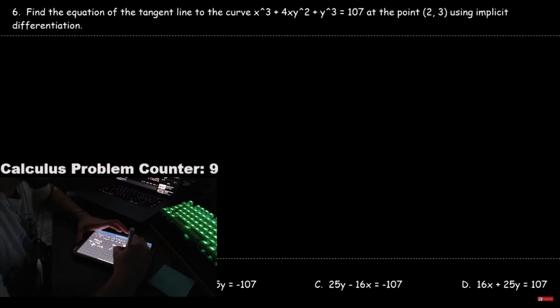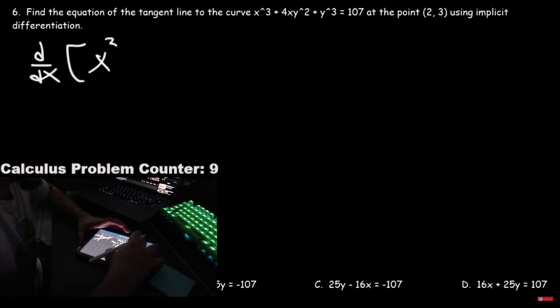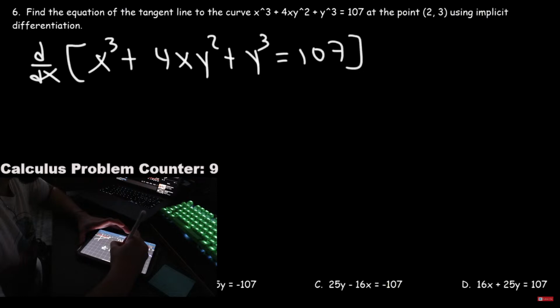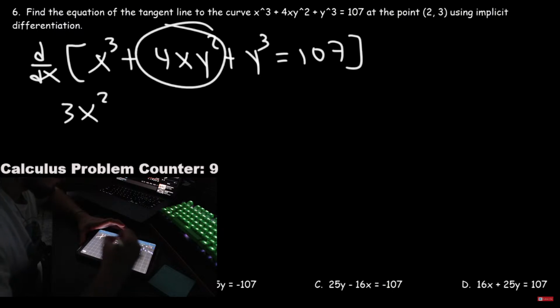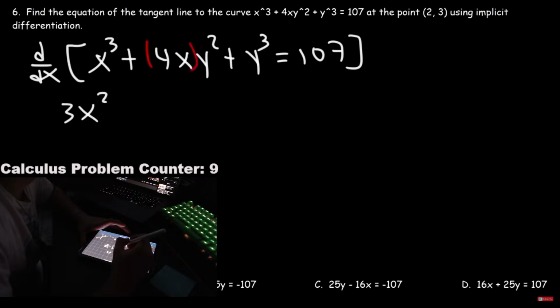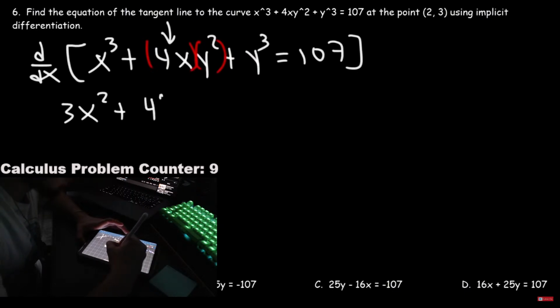So let's go ahead and begin. Let's start by differentiating this expression with respect to x. The derivative of x cubed with respect to x is 3x squared. Now for this expression, 4x y squared, we need to use the product rule. So let's say f is 4x and g is y squared. Now the basic idea behind the product rule is that you differentiate the first part of the function, the derivative of 4x is 4, and then you leave the second part alone. So that's going to be y squared.